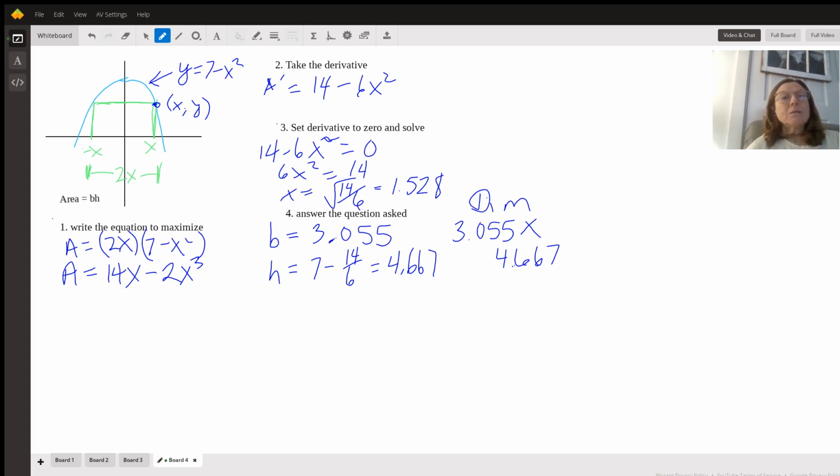Okay, units. Let's see if they had units in this problem. They did not, so you wouldn't be able to give units. But of course, if units were in the problem, you would want to finish up with some units on that as well.